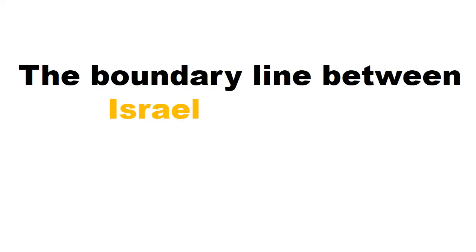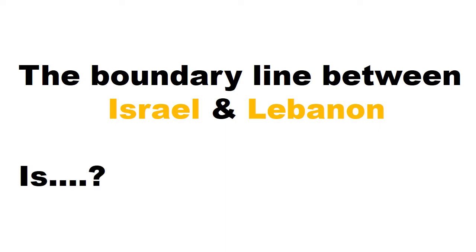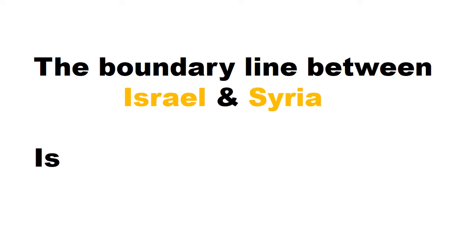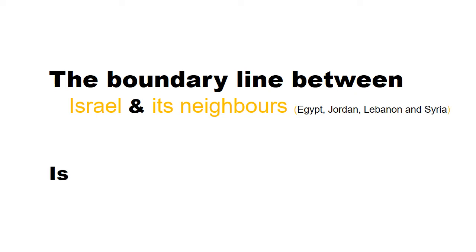The boundary line between Israel and Lebanon is Blue Line. The boundary line between Israel and Syria is Purple Line. The boundary line between Israel and its neighbors, Egypt, Jordan, Lebanon and Syria is Green Line.